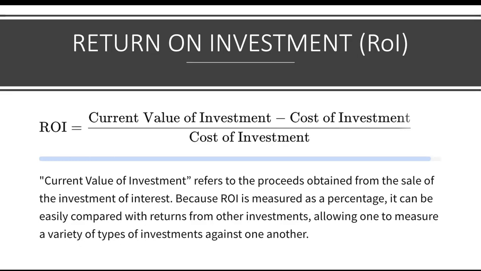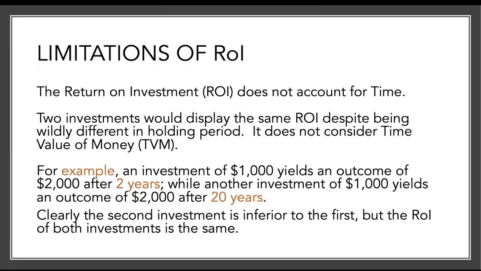ROI does not take into account the holding period or passage of time, and so it can miss opportunity costs of investing elsewhere. This is the biggest disadvantage or limitation of using ROI. The limitations of ROI: the return on investment, or ROI, does not account for time. Two investments would display the same ROI despite being wildly different in holding period. It does not consider time value of money, or TVM.